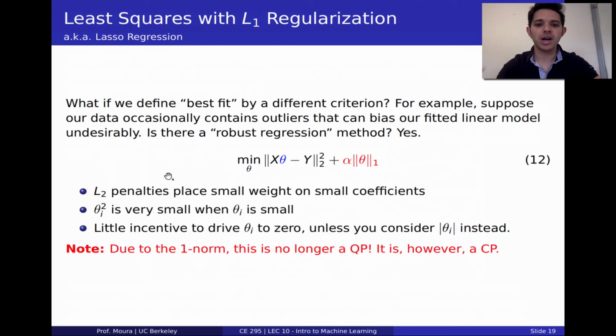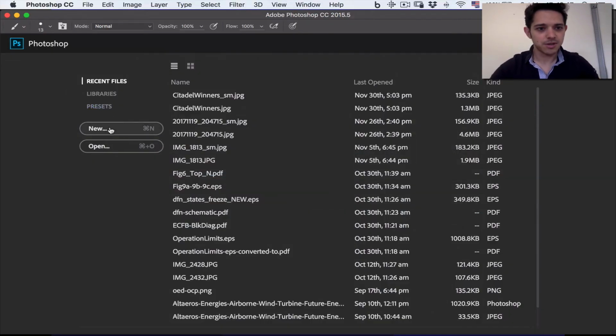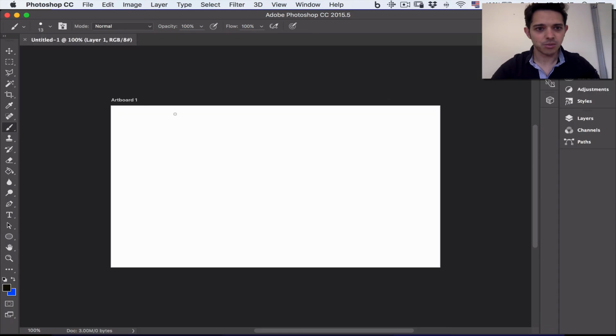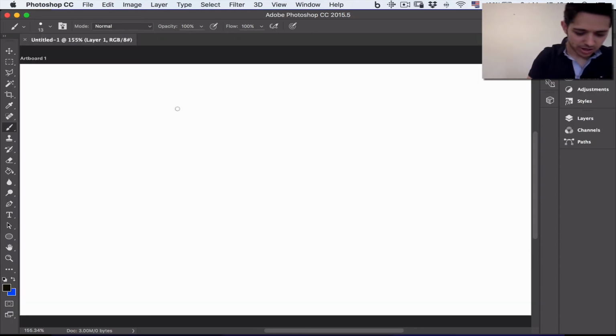One way is with L1 regularization. So here's what it looks like from an optimization perspective. We have our typical least squares objective where we minimize the sum of the residuals squared. And now we have a regularization term which looks similar to the one with L2 regularization, except now instead of a 2 norm on theta, we have a 1 norm. Now recall the following definition for the 1 norm. In fact, let me flip over here to Photoshop where we can draw it.